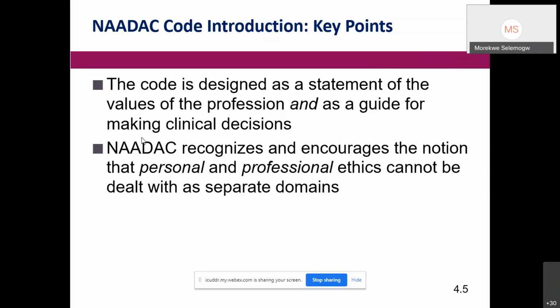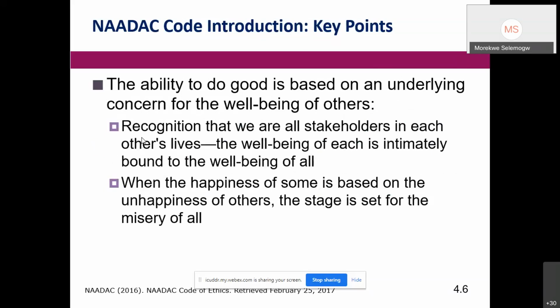Thank you. And also, because yesterday we talked about how sometimes personal ethics might actually conflict with professional ethics, and therefore they cannot be dealt as separate domains, just to avoid that conflict that might arise if it's actually a separate domain. The other key point, according to NAADAC Code of Ethics, is that the ability to do good is based on an underlying concern for the well-being of others.